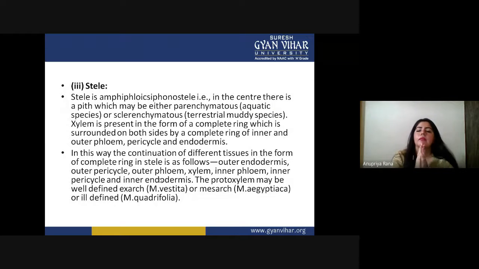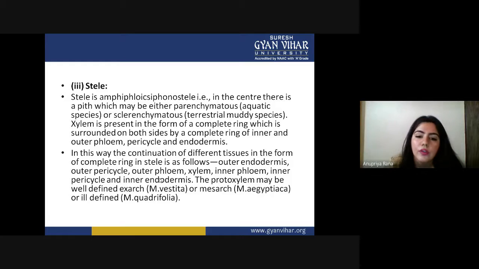So basically, in this condition, the xylem will be present in the center. On both sides of it will be the phloem tissue. Pericycle will be there, and endodermis is also present. I think you know the endodermis. This is the last layer of the cortex.